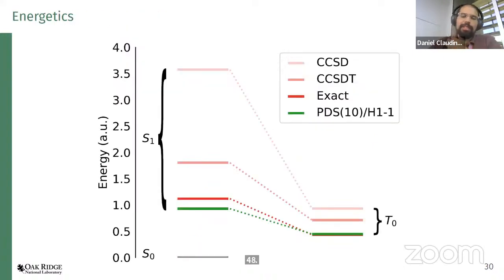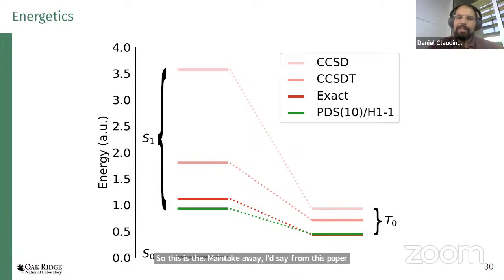So this is the main takeaway, I'd say, from this paper. We have this CC, this coupled cluster method, which is the gold standard of electronic structure. So we see that if you only include single and double excitations, we are very far from the exact, which is the dark red.